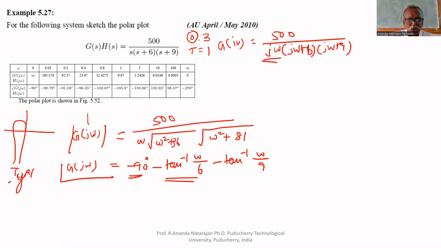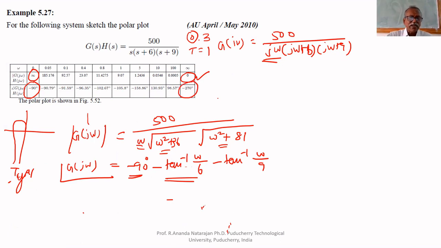When omega equals 0, the magnitude is infinity and the angle is minus 90. When omega equals infinity, if you substitute infinity here, this becomes 6, this becomes 9, and this becomes infinity. That's why 500 by infinity is 0. So when omega equals infinity, the magnitude is 0 and the angle is minus 270.